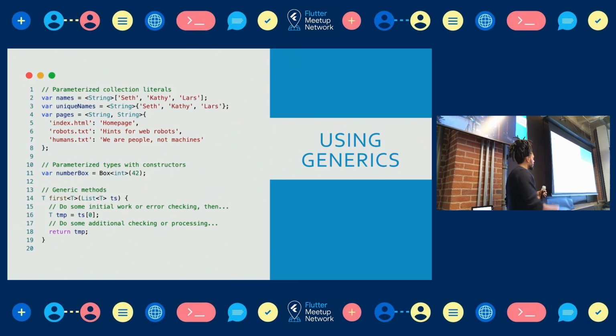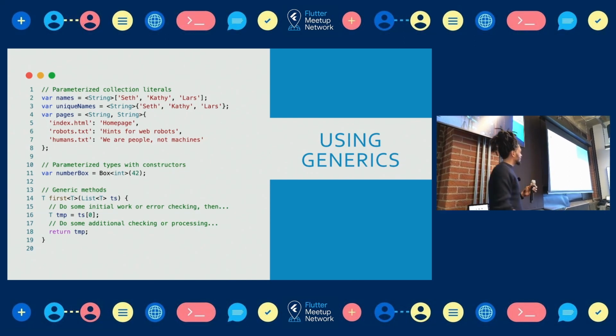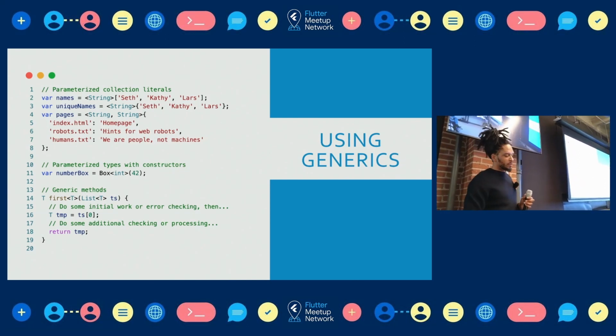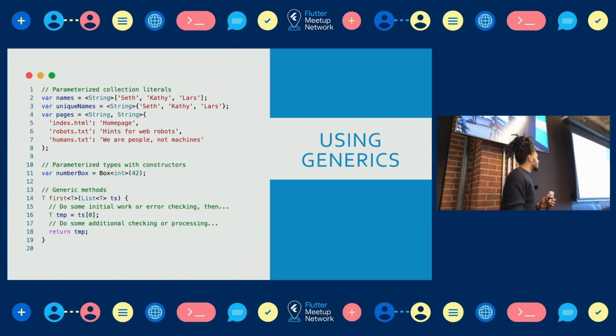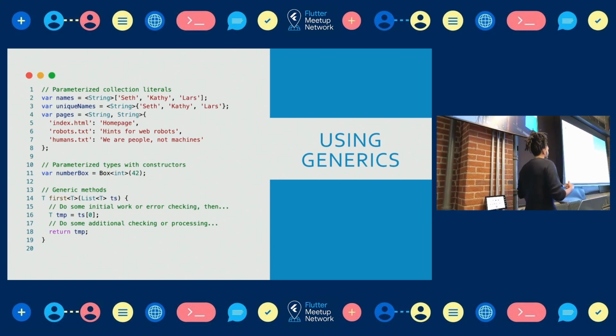There are other collection literals that you can use. So we looked at lists just before. You can use generics on sets and maps. The way that you do that is that you specify the type in angle brackets before the opening bracket of your collection literal.